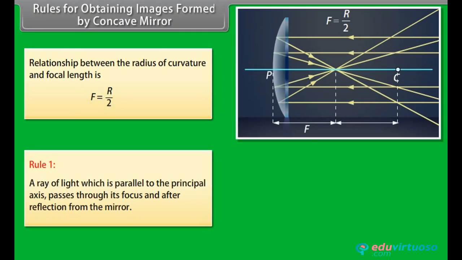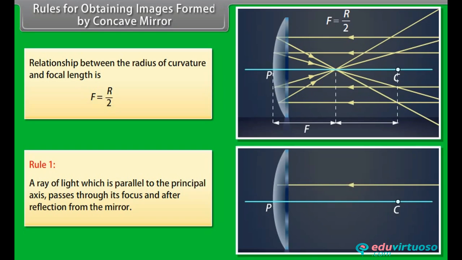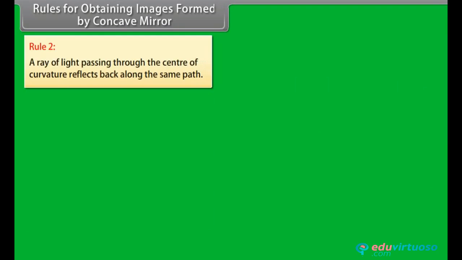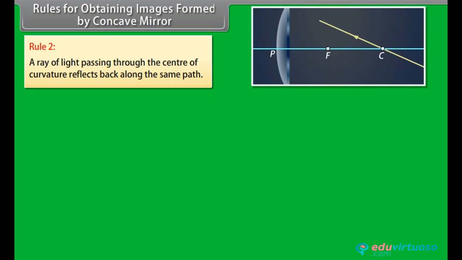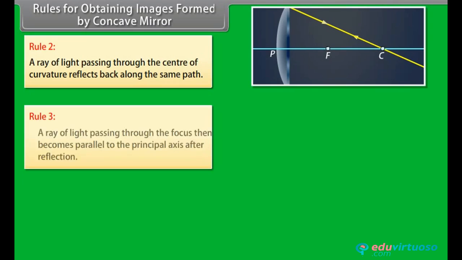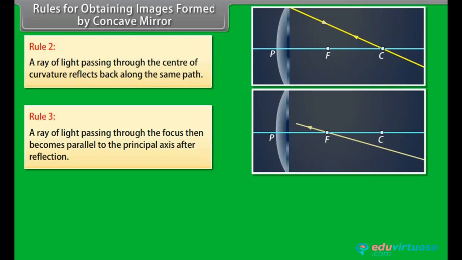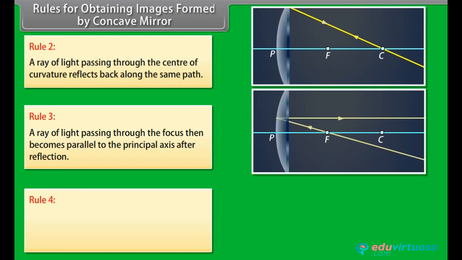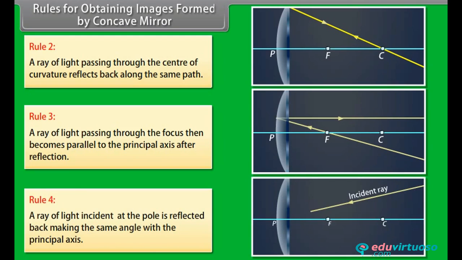Rule 1: a ray of light which is parallel to the principal axis passes through the focus after reflection from the mirror. Rule 2: a ray of light passing through the center of curvature reflects back along the same path. Rule 3: a ray of light passing through the focus becomes parallel to the principal axis after reflection. Rule 4: a ray of light incident at the pole is reflected back making the same angle with the principal axis.